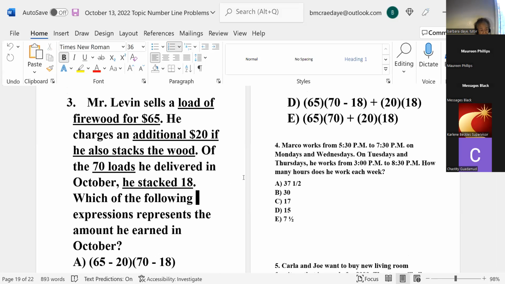One load is $65. He sold 70 loads. $20 he stacked, but he stacked 18 of the loads he had. So pick out the answer.